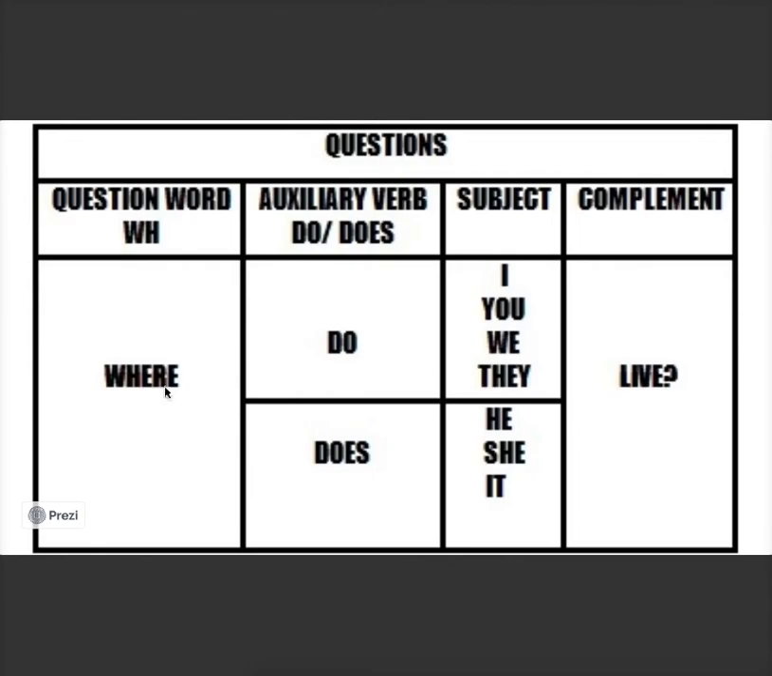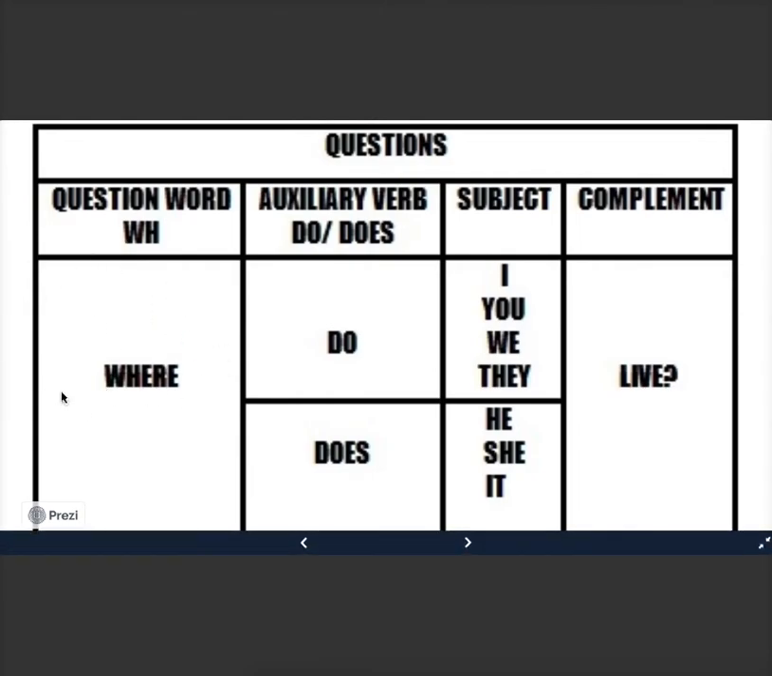If you have those kind of questions, those are going to be always at the very beginning. Siempre que tengas algo con WH, una pregunta así, va a ir al principio, principio, principio y después sí tu auxiliar. But if you don't have it, you just have to use the auxiliar, the verb, and the complement.